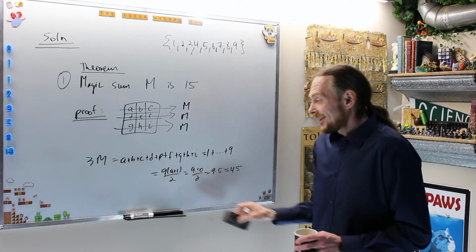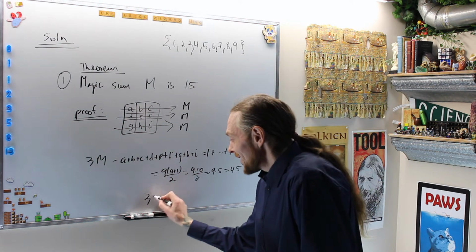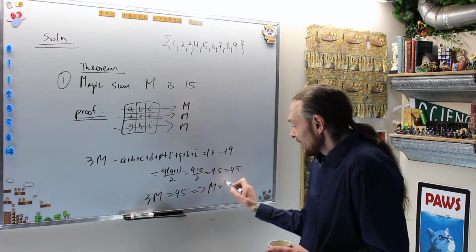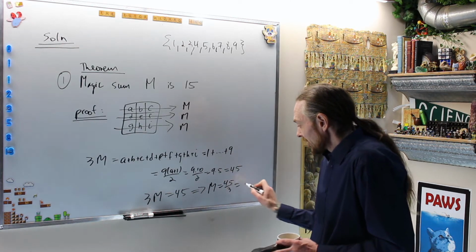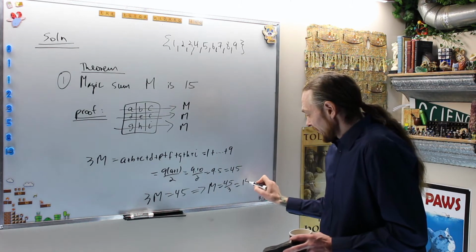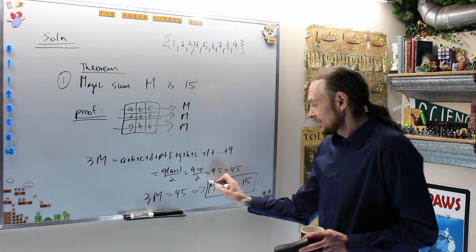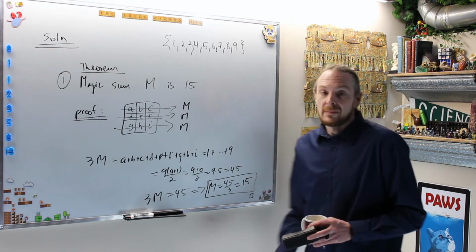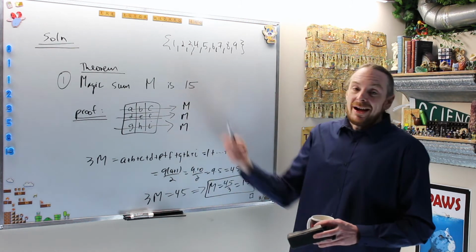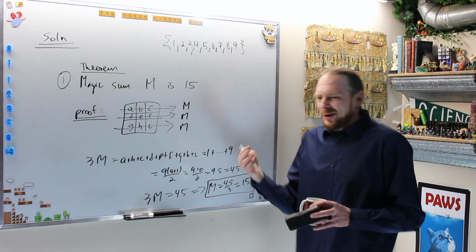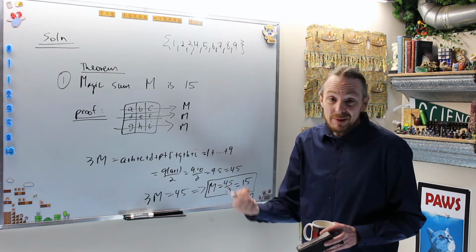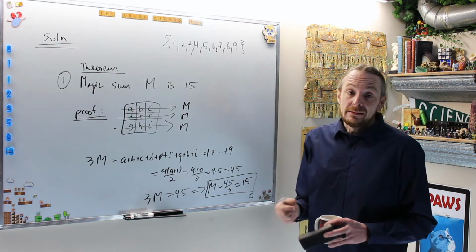What does that tell us? That says 3M is equal to 45, or dividing, M is 45 over 3, which is 15. That's correct. QED. There's the proof. I now don't have to think about or guess what the sum is going to be. If you have a solution to the 3 by 3 magic square, it has to be 15.